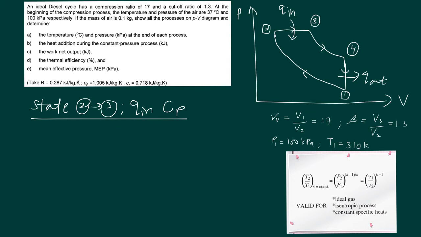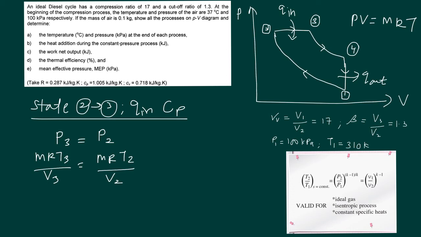We will make use of the PV = mRT relations. So you rearrange these PV = mRT relations into this pressure constant, which is P3 must be equal to your P2. So you rearrange this PV = mRT over here and over here. Your m and R can be cancelled out because this is a closed system, so your mass is constant, and we are going to use R as the same. So you are left with T3 over V3 is equal to T2 over V2.